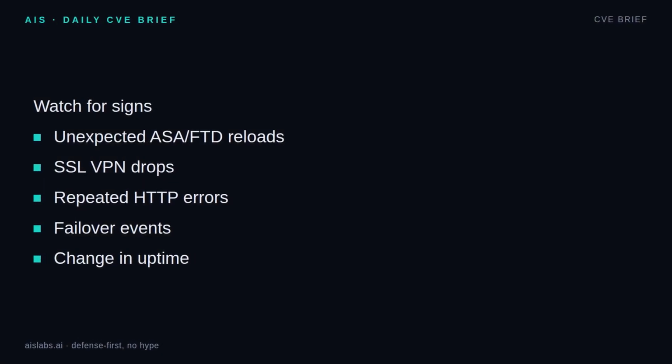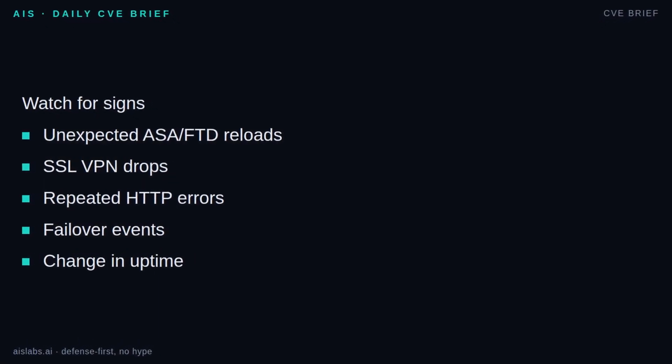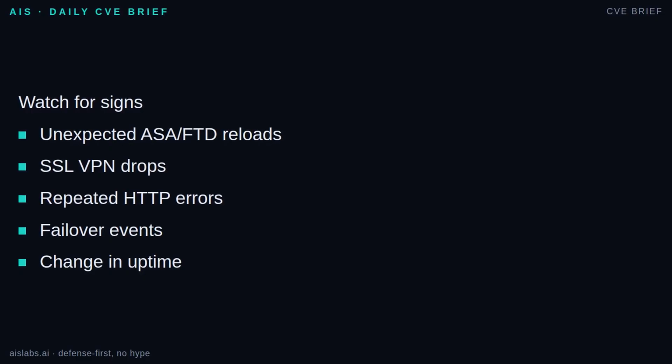For detection, focus on symptoms and device telemetry. Look for unexpected reloads on ASA or FTD appliances. Review logs for crash events, failover activity, sudden uptime resets, and remote access SSL VPN session drops. Check monitoring systems for brief outages, high availability transitions, and spikes in VPN reconnects. Security teams should correlate firewall events with help desk reports of remote access failures. Network teams should preserve relevant logs before they rotate.